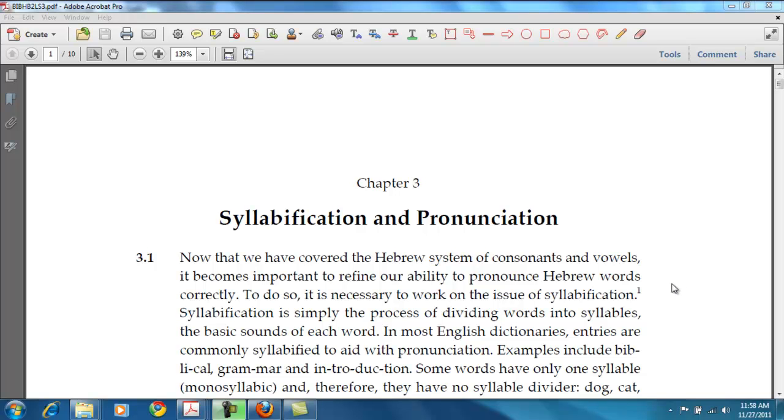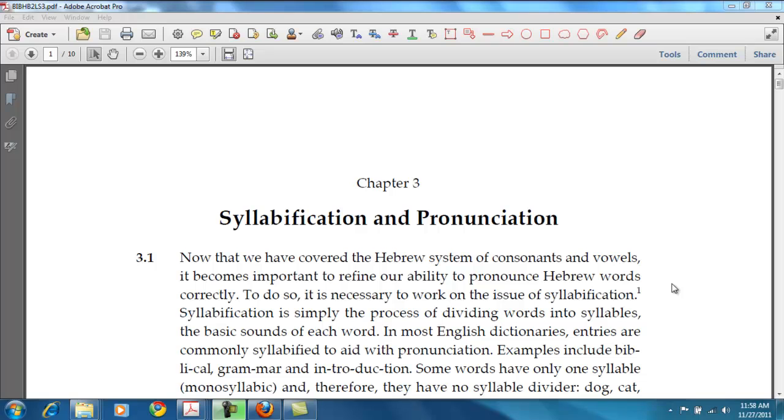Okay, we're starting our third lesson here. We've already covered syllables and pronunciation of the syllables. Now we've covered the Hebrew system of consonants and vowels. It's important to refine our ability to pronounce the Hebrew words correctly. And to do so, it's going to be necessary for us to work on the issue of what we call syllabification.